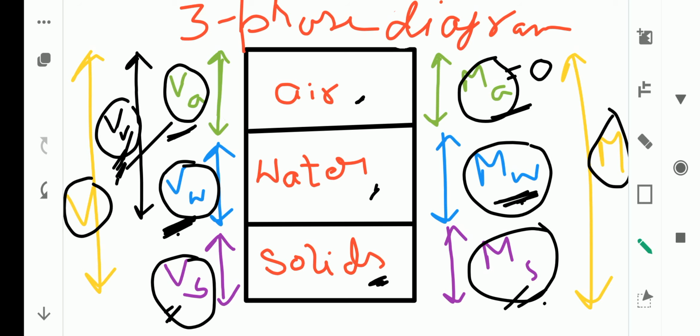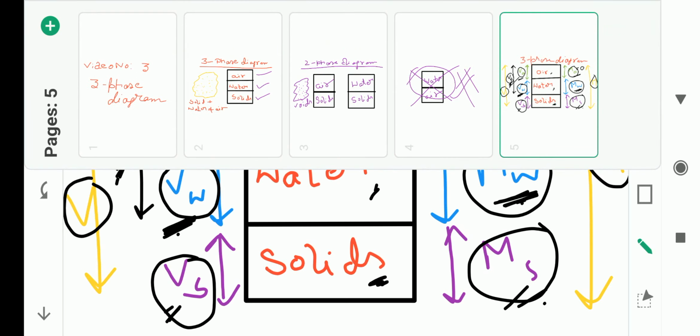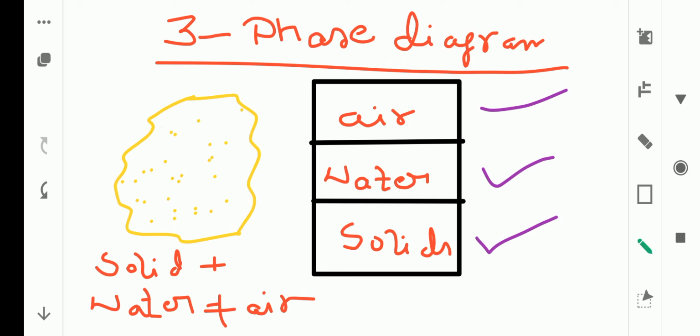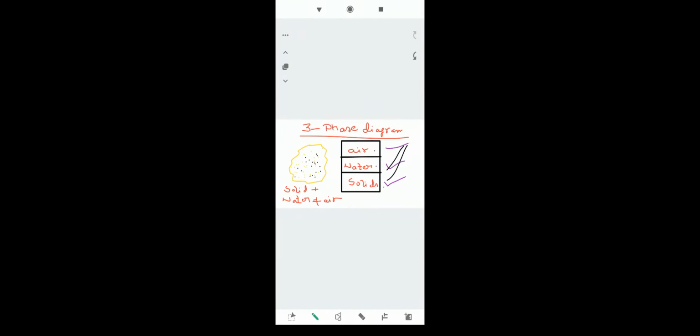So now you know it very well that a lump of soil can be represented in a rectangular fashion as given in this figure, consisting of air, water and solids, and this is what is called as three-phase diagram.